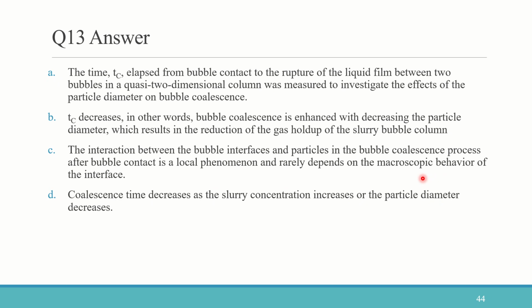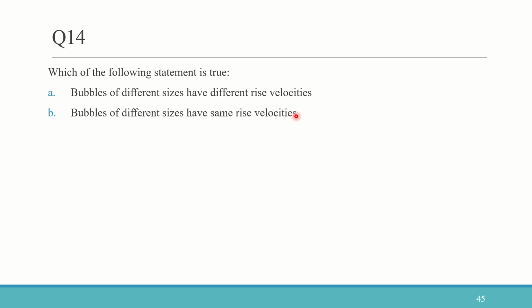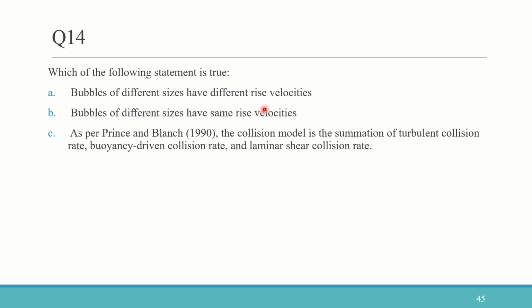Now we'll go to question 14. Which of the following statements is true? Option A. Bubbles of different sizes have different rise velocities. Option B. Bubbles of different sizes have the same rise velocities. Option C. As per Prince and Blanch 1990, the collision model is a summation of turbulent collision, buoyancy driven collision and laminar shear collision rate. Option D. Both options A and C are correct.